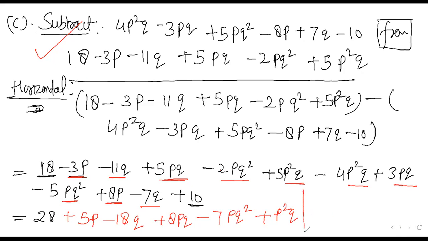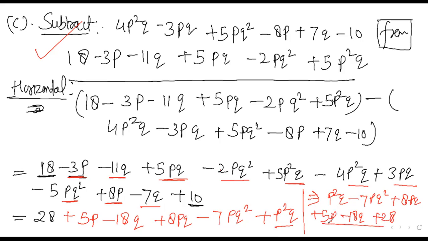Okay, now here I am writing. Look at the p square q term first, you will search it out. P square q is this one, then pq square, that is this minus 7. So minus 7pq square plus pq term 8pq, plus the p and q terms 5p minus 18q plus 28. This is the proper format of writing the answer. If you solve and write up to here, you will get full marks, and up to here, no problem. So this way the exercise is completed from my side.